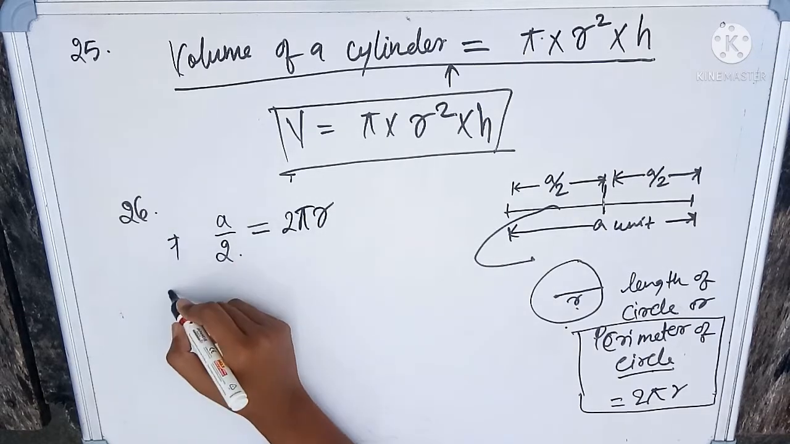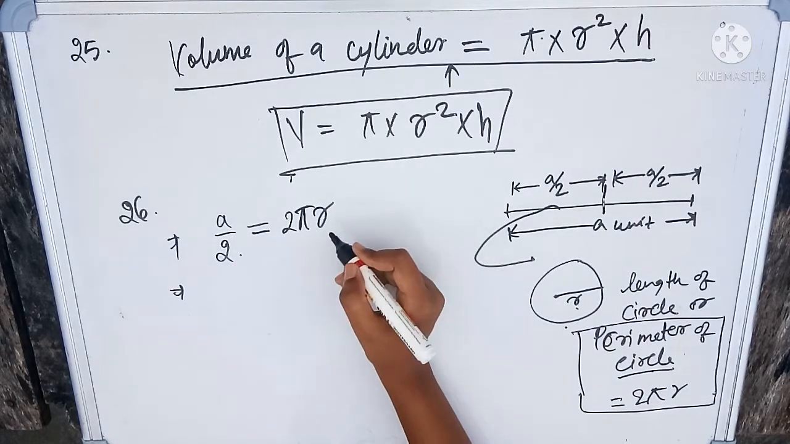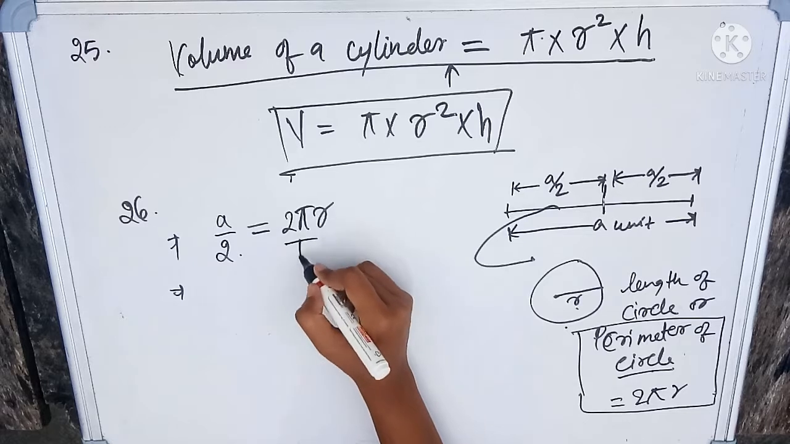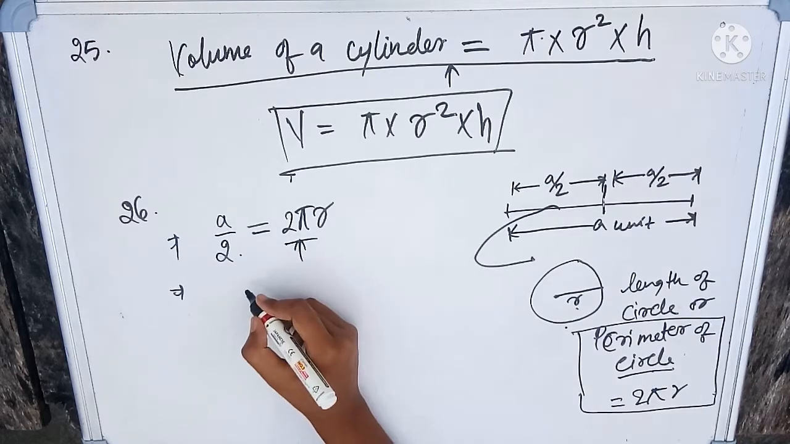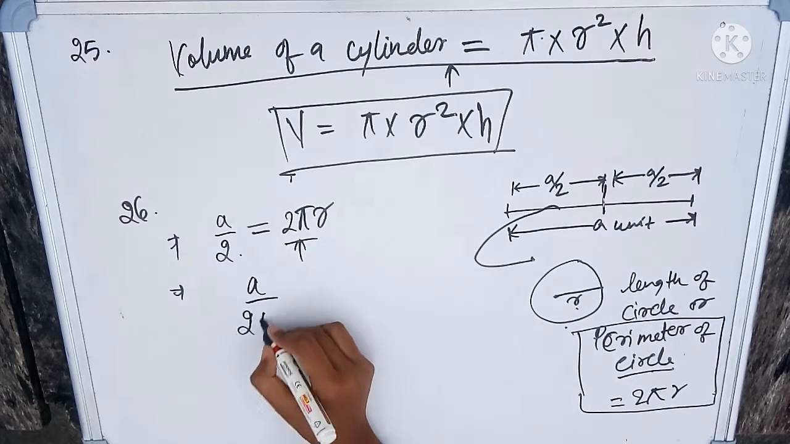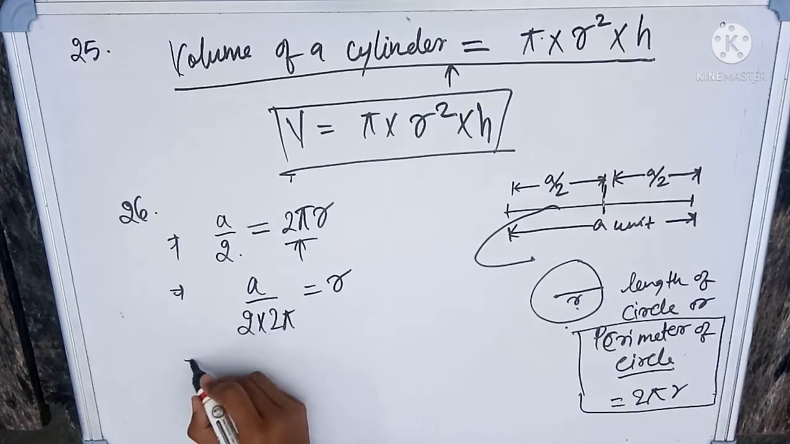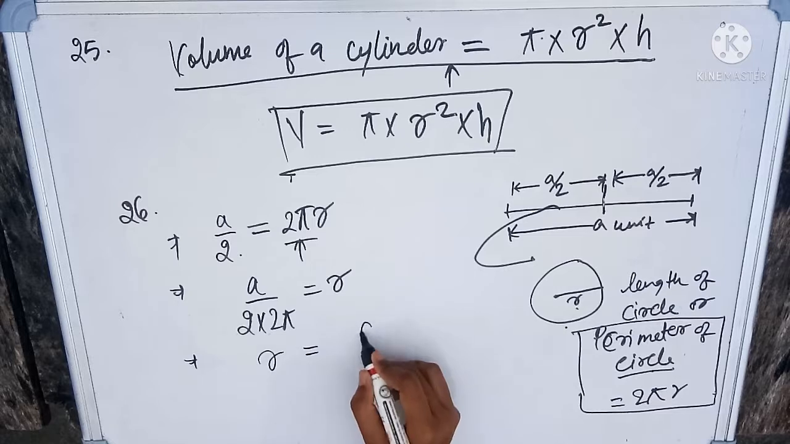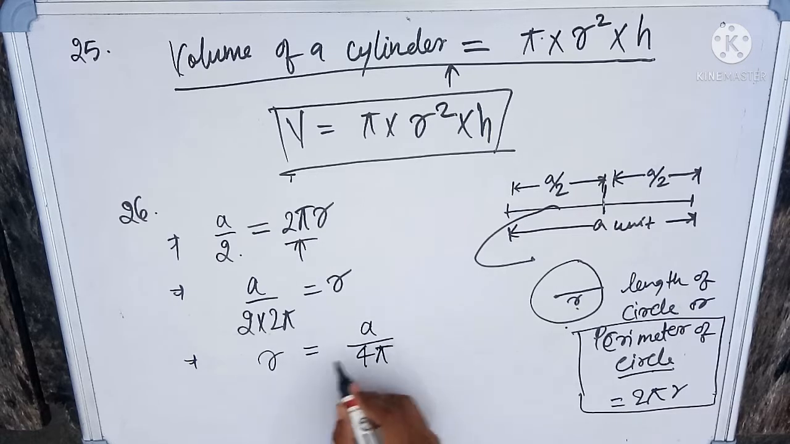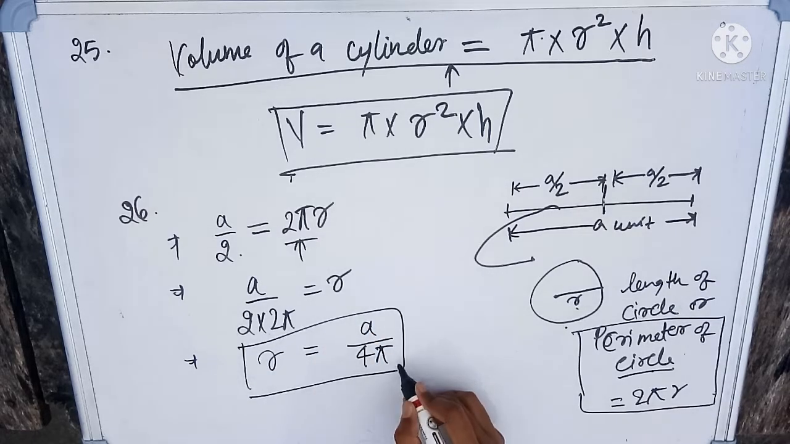Now from here we have to make r as the subject. So for making r as a subject, we have to remove this 2 pi from here. So we can write it as A divided by 2 multiplied by 2 pi and is equals to r. Or you can say r is equals to A divided by 4 pi. So here we have the formula for the r, making r as a subject.